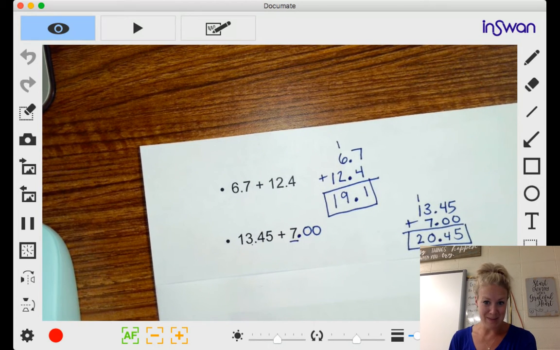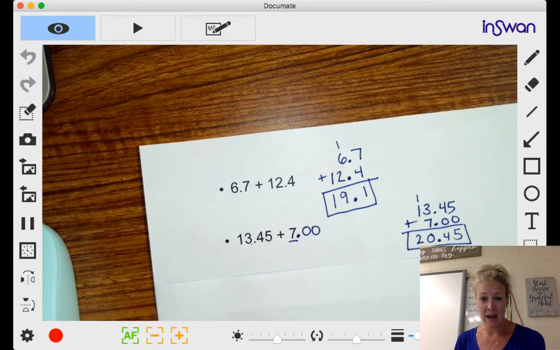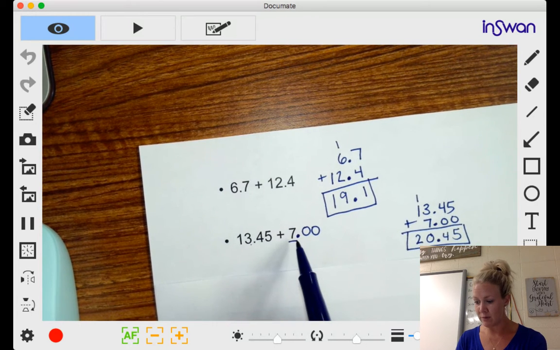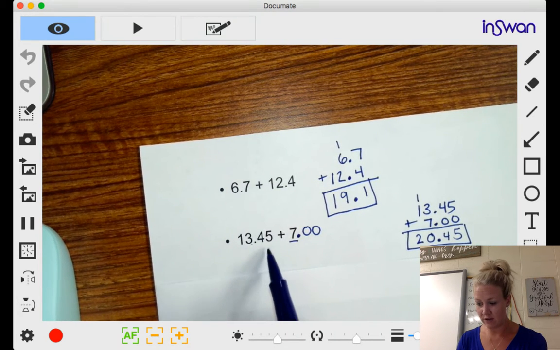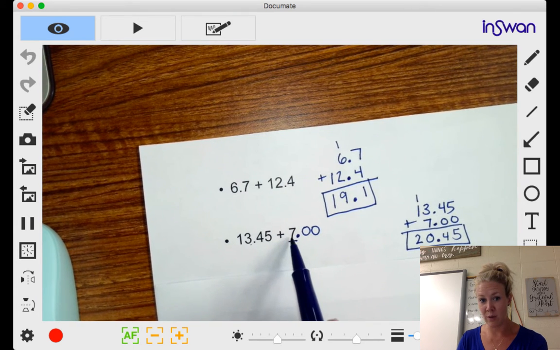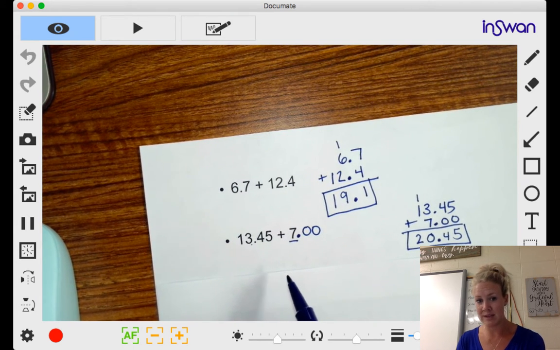Hopefully you got those same answers. If not, I hope you are seeing where maybe your error occurred. Maybe you didn't put a decimal on the 7 and you added it just underneath the 5. That's a different value. My place value out here is hundredths, and this is in my ones digit, so those can't be added together.